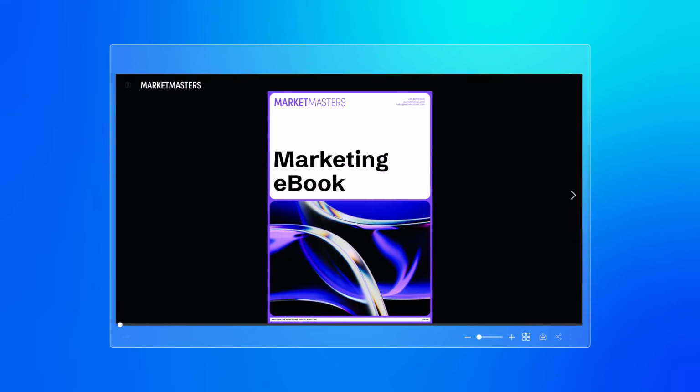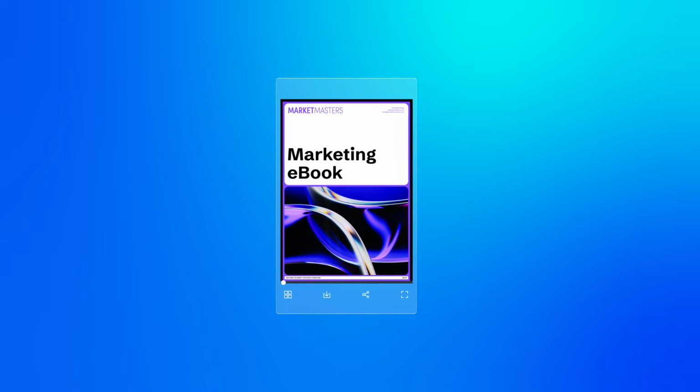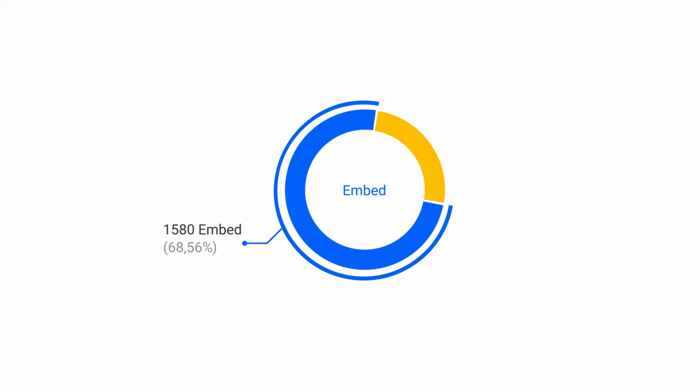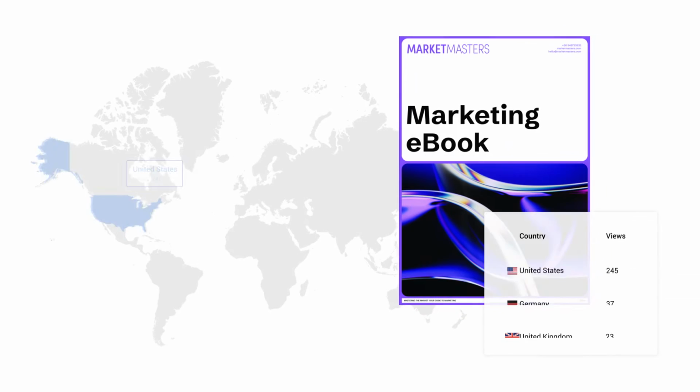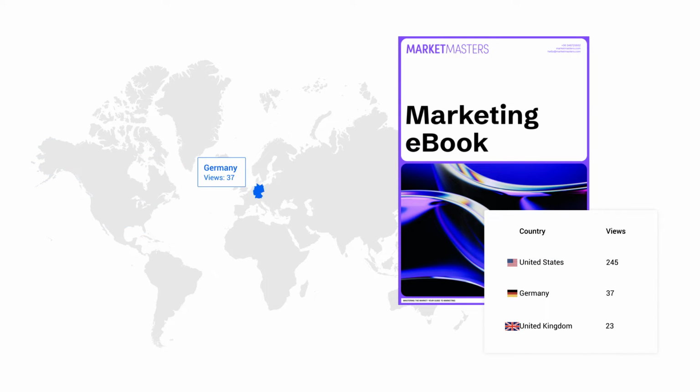Knowing your readers' device preferences helps you tailor the format of your flipbooks accordingly, whether they're using a desktop, a tablet, or a phone. Additionally, tracking whether they open the flipbooks as an embed or a direct link provides valuable insight. There is also an interactive map that allows you to identify their location for targeted engagement.